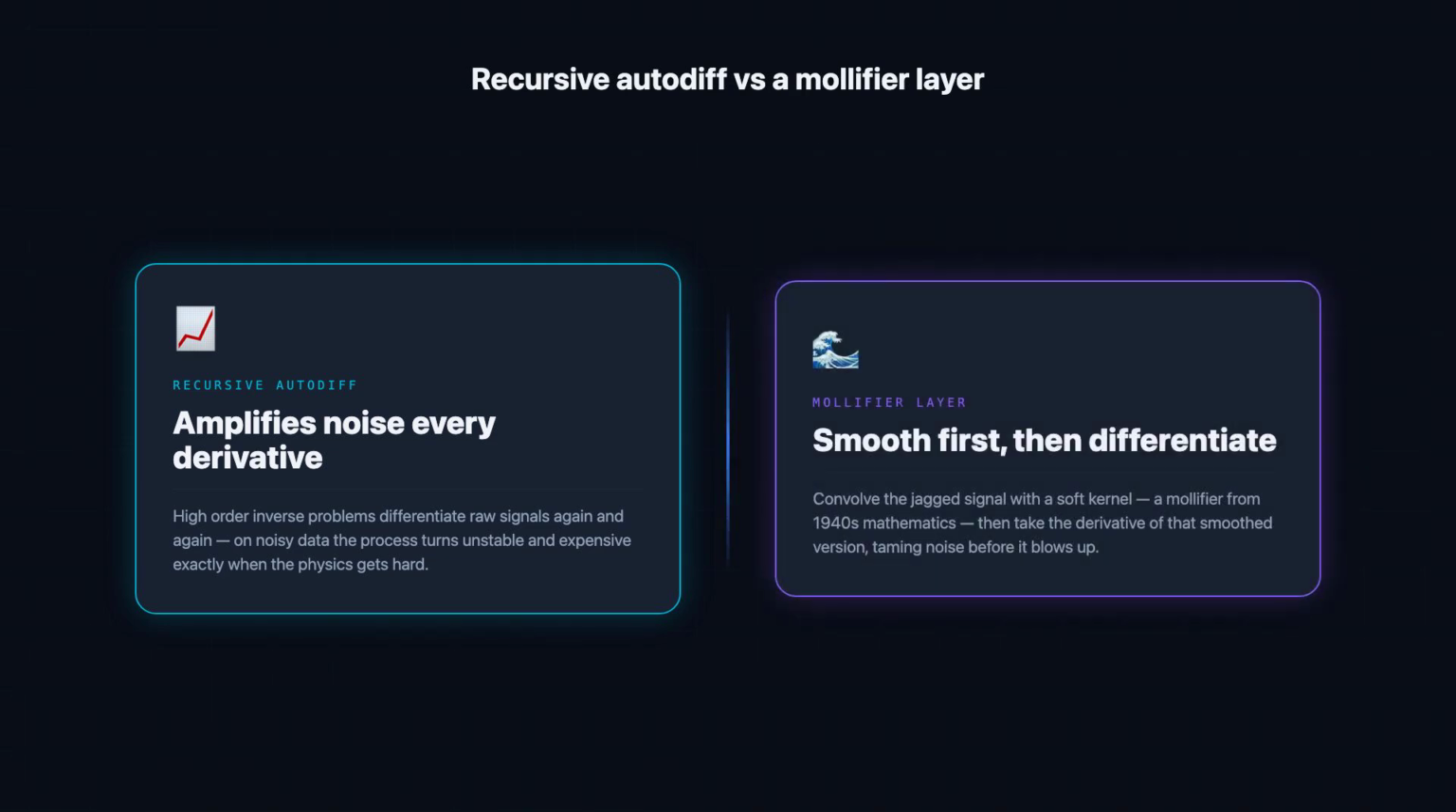Mollifier layers take a gentler route. Instead of differentiating a jagged signal directly, they first smooth it by convolving with a soft kernel, a mollifier, then measure the derivative of that smooth version. Kurt Otto Friedrichs introduced these smoothing functions back in the 1940s. Sliding one in front of the derivative tames the noise before it ever gets a chance to blow up.